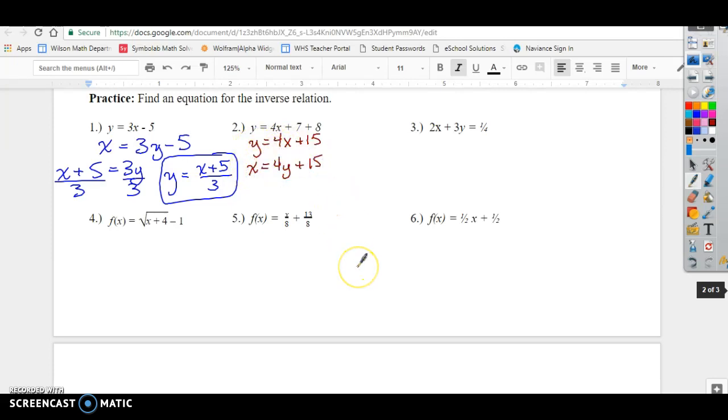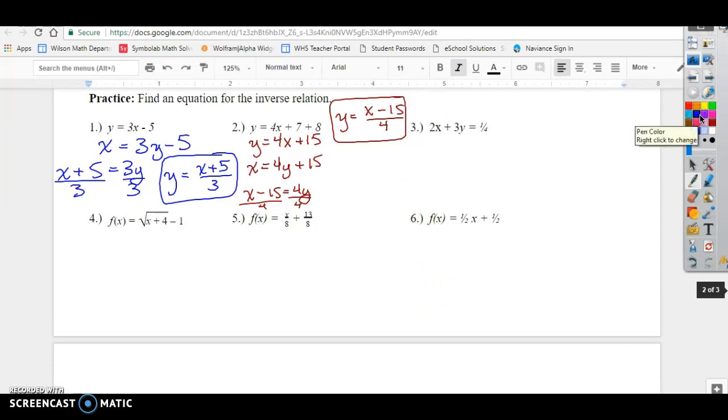And then I'm going to try to get y by itself, which means I'm going to subtract this 15 over. And then I'm going to divide everything by 4. So I'm going to get y equals x minus 15 all over 4. And there's my inverse of the original.